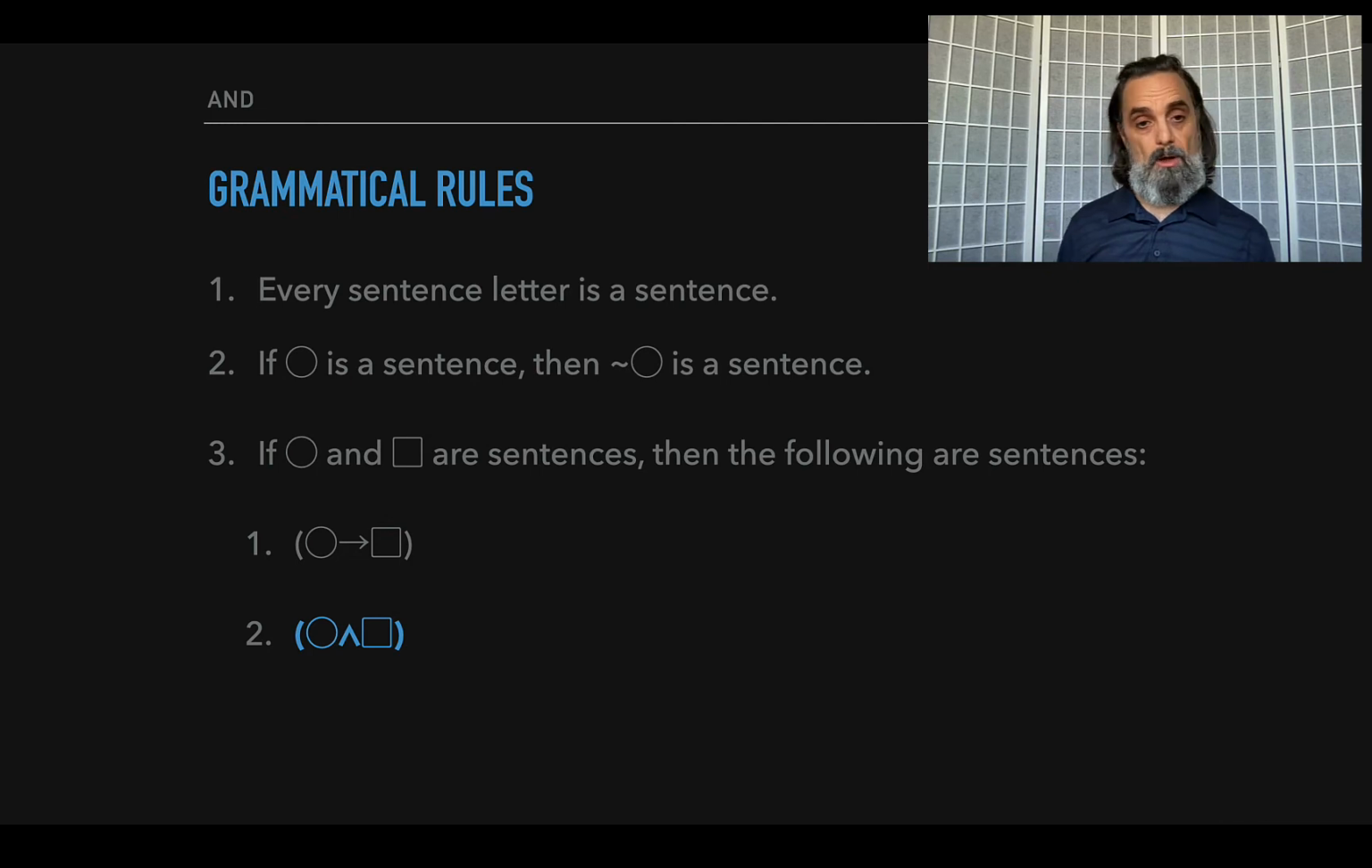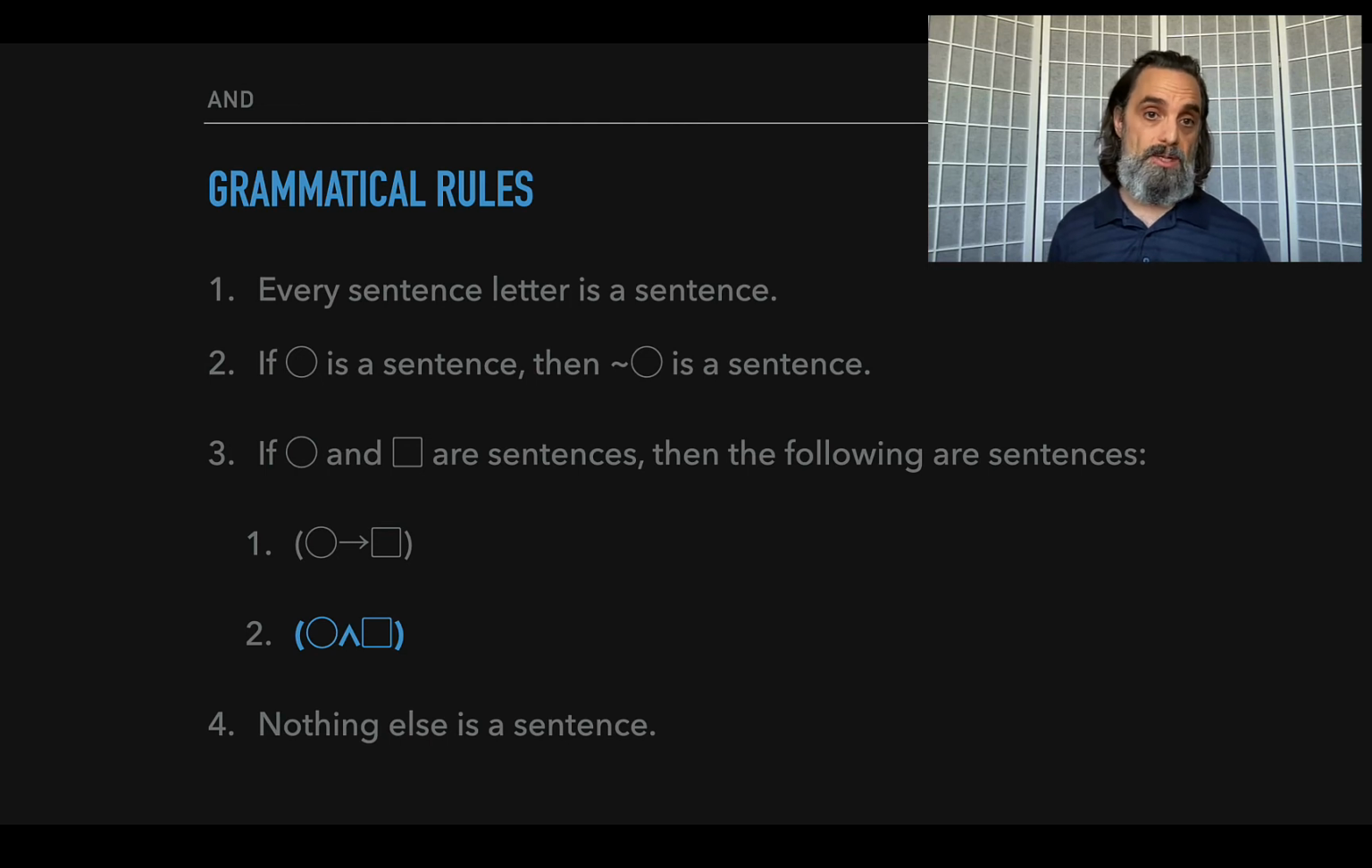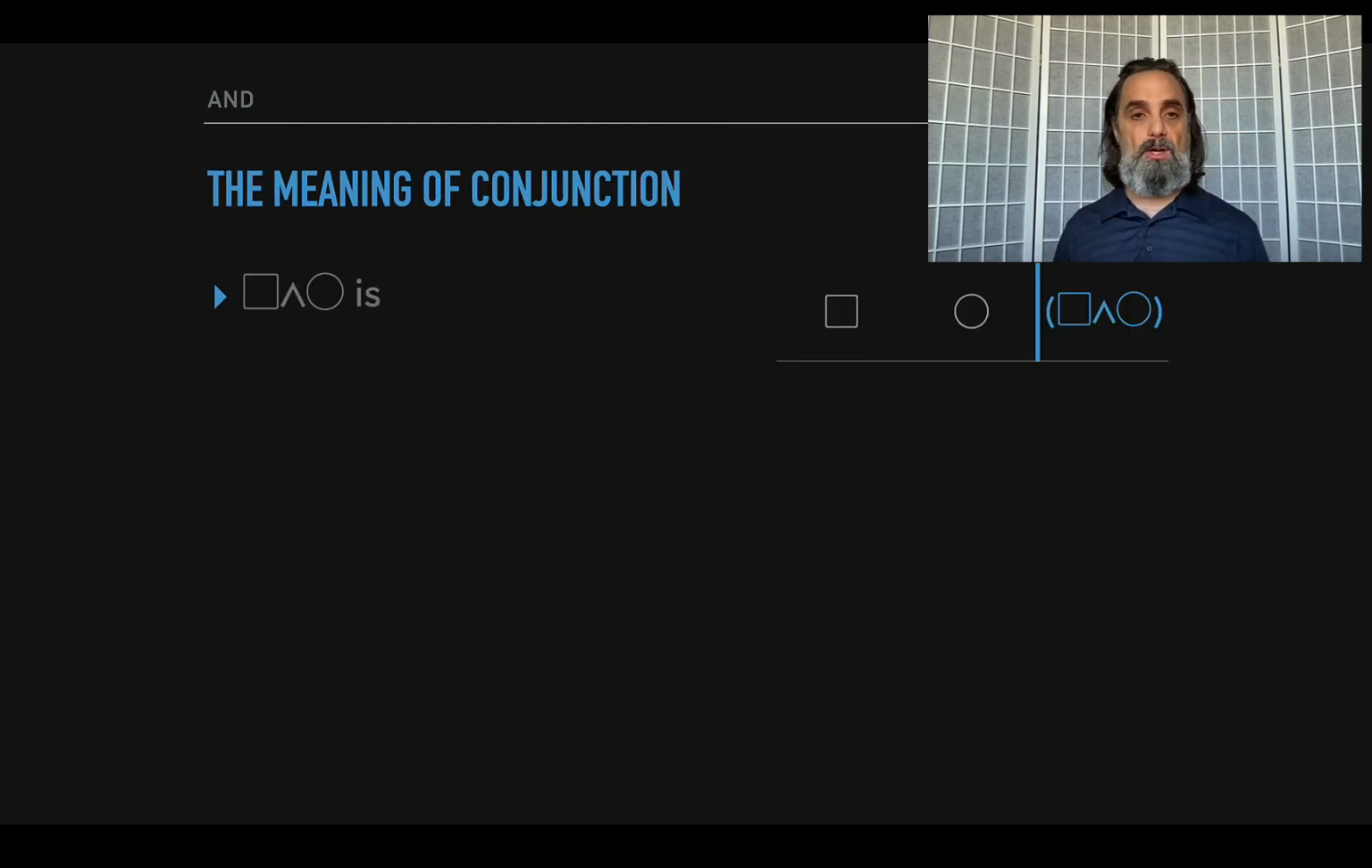So the grammar of the wedge or the conjunction symbol, in terms of the way it builds sentences, is exactly the same as the conditional. If you build a sentence with a conditional, you could have built a conjunction instead by putting a conjunction sign where the arrow went, and nothing else is a sentence. So that's the grammar. The meaning of a conjunction, how does it work?